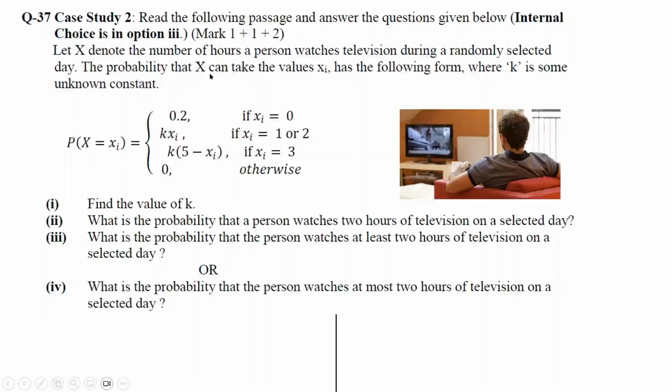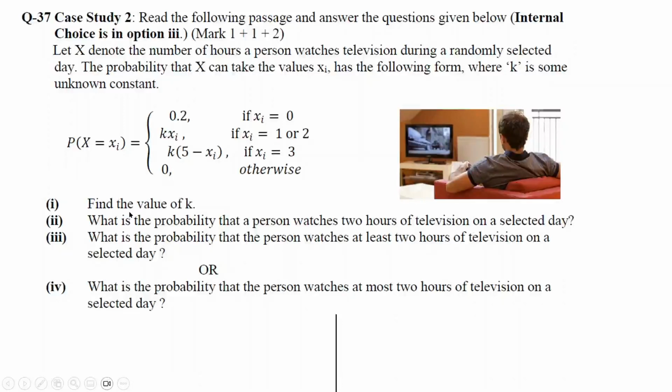Let X denote the number of hours a person watches television during a randomly selected day. The probability that X can take the values Xi has the following form, where K is some unknown constant. So, probability of X equal to Xi is equal to 0.2 if Xi is 0. It is equal to K into Xi if Xi is 1 or 2. It is equal to K into (5 minus Xi) if Xi equal to 3. It is equal to 0 for any other value of Xi. So, we have various subdivisions.